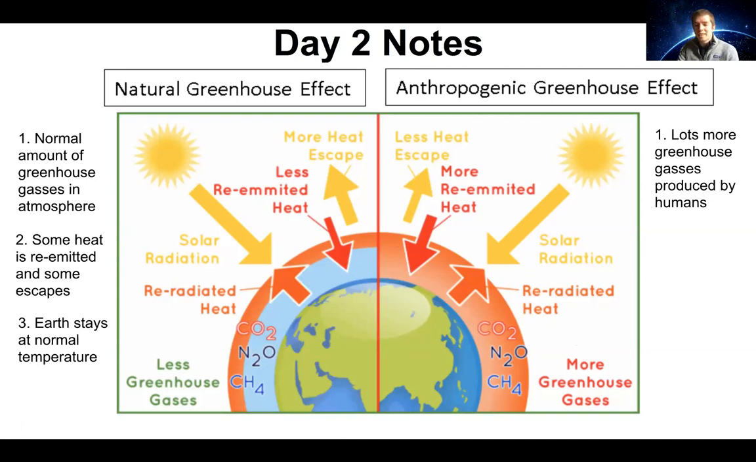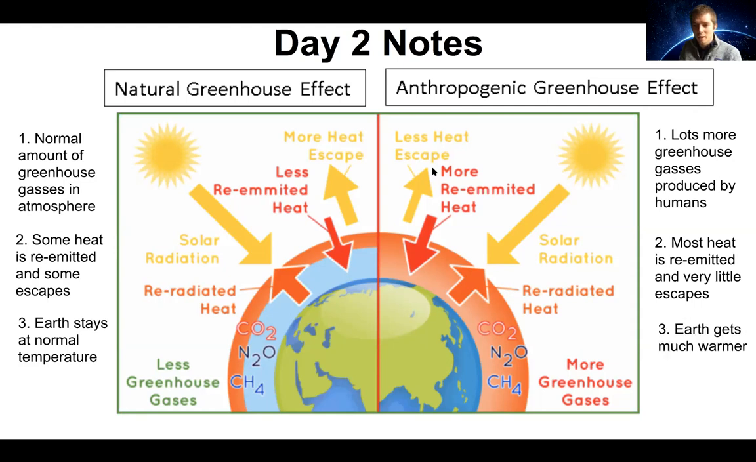And what those increased amounts of greenhouse gases are going to lead to is more heat being re-emitted and less heat escaping. So you can see these arrows here. We have a lot of heat re-emitted, a lot of heat re-radiated. So our atmosphere is very hot. Very little is escaping out into space. And you guessed it, that means our Earth gets much warmer.